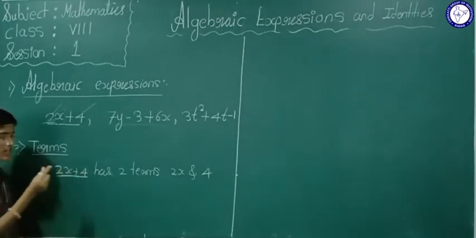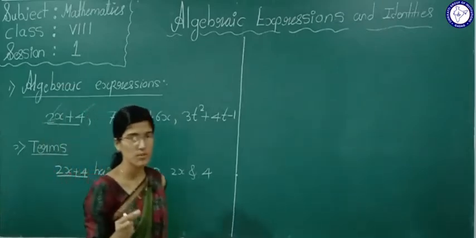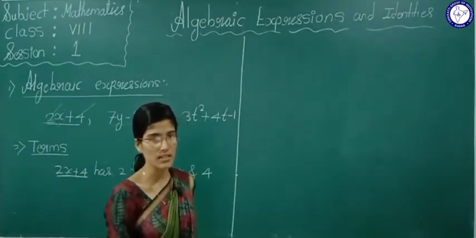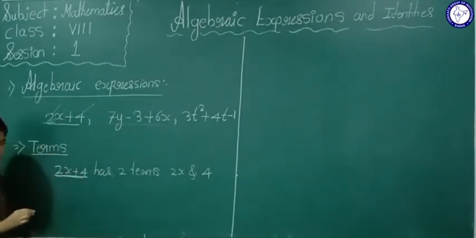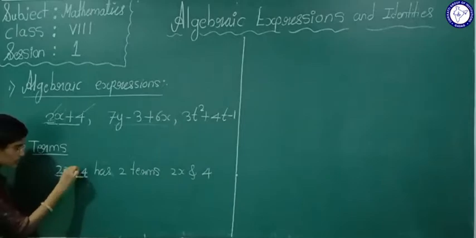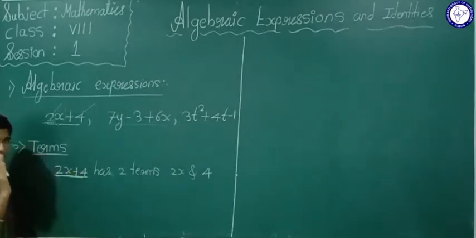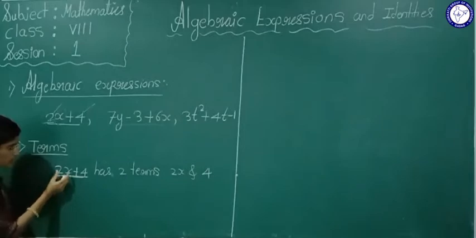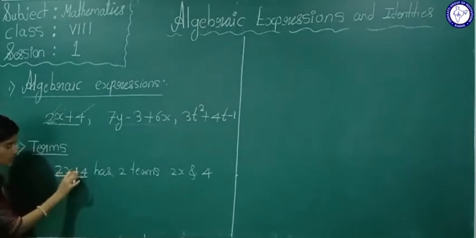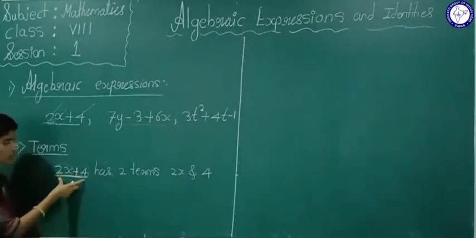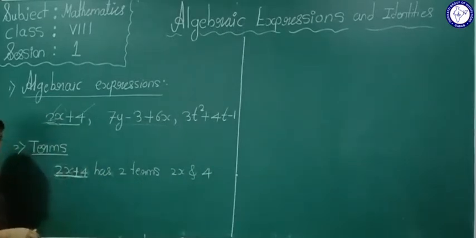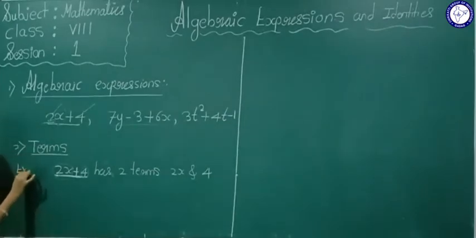See here, various parts of an algebraic expression are separated by plus or minus signs. This plus or minus is going to separate this algebraic expression into 2 parts. See here, plus is there, no? Here 2x and 4. This algebraic expression has 2 terms. So this is one example.